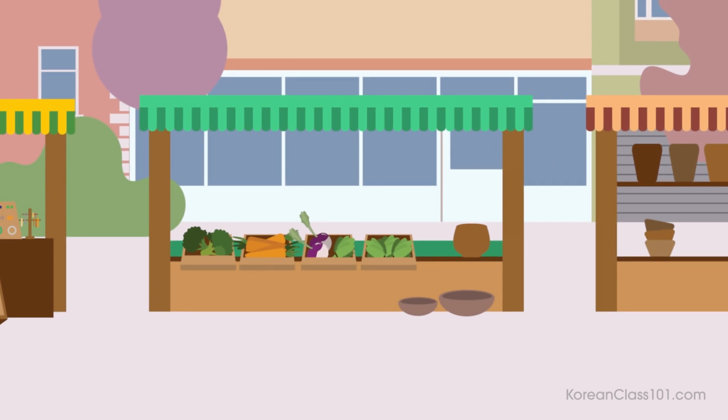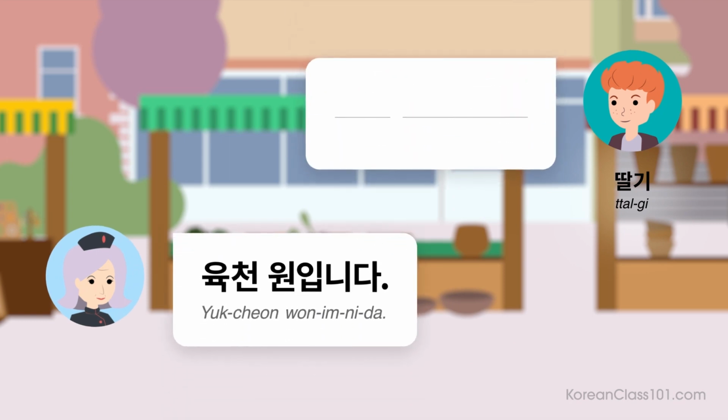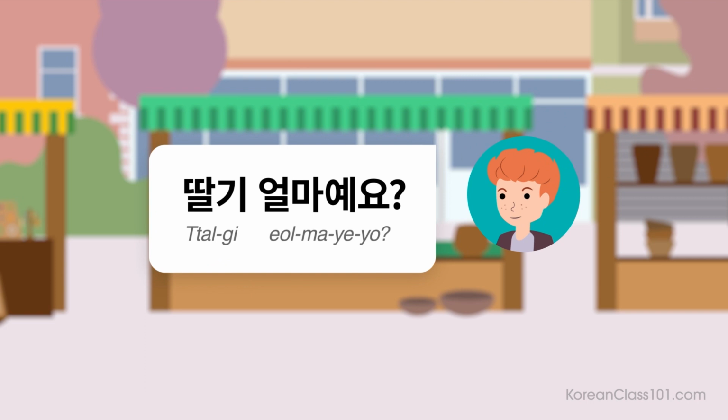Let's try one more. They're also selling strawberries. Ready? 딸기 얼마예요? 6,000원입니다. Listen again and repeat. 딸기 얼마예요?